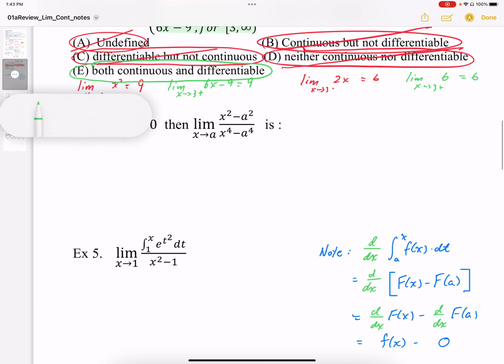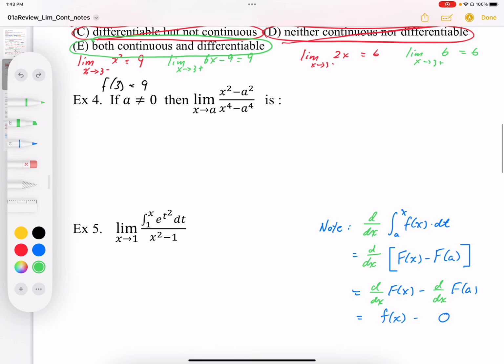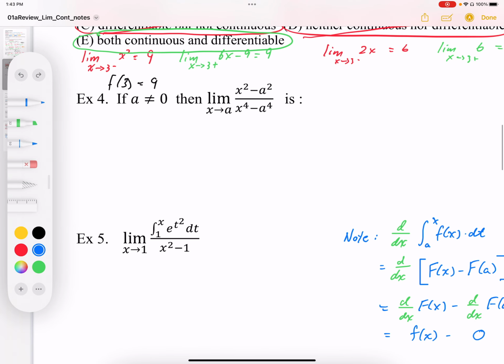For example 4, it says, if a is not equal to 0, then find the limit. We're going to first try to evaluate the limit as x goes to a. Plugging it in, I get a squared minus a squared over a to the fourth minus a to the fourth. That's going to give us 0 over 0. So this is an indeterminate form, but this is good because now we can apply L'Hopital's rule.